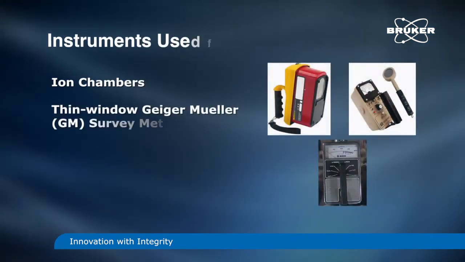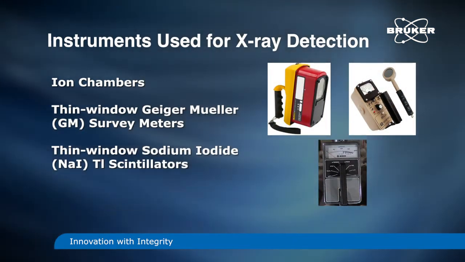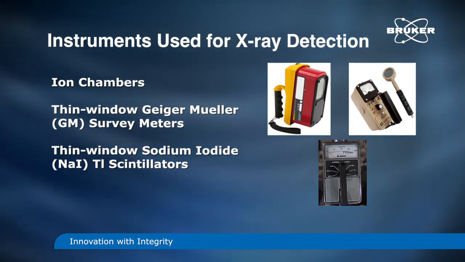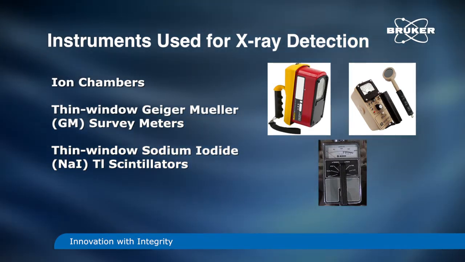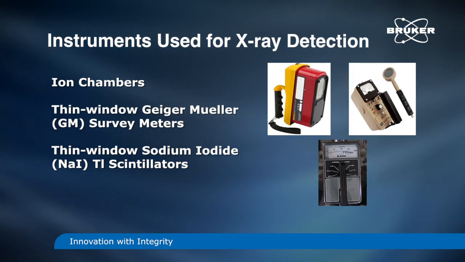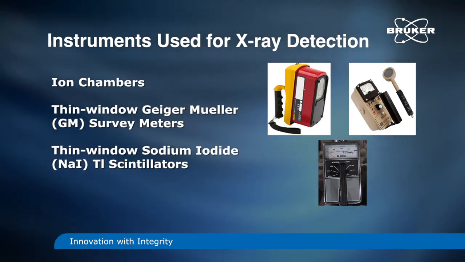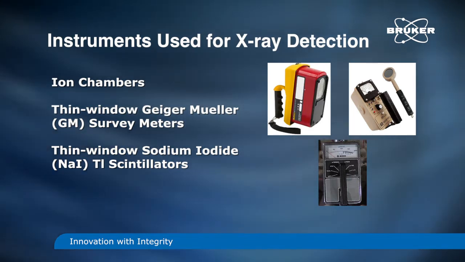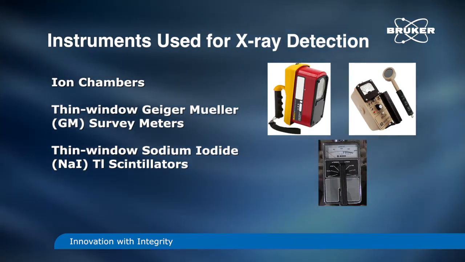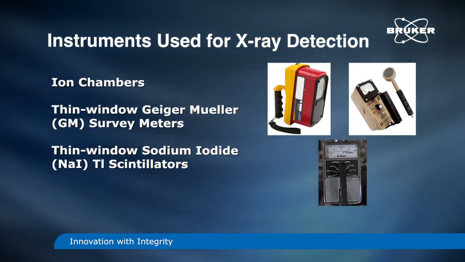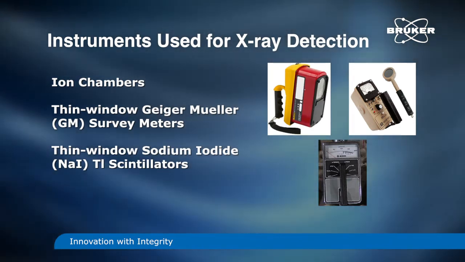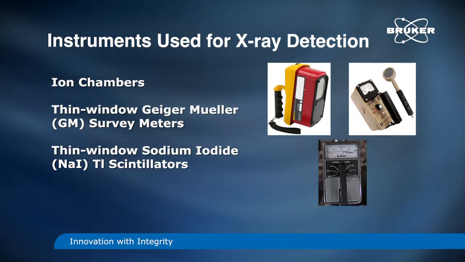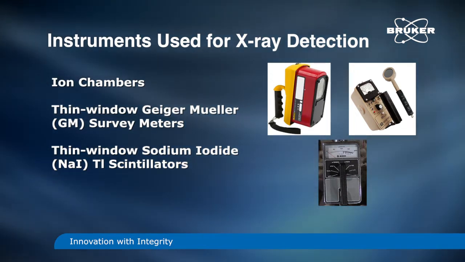There are a number of commercially available survey meters that are appropriate for X-ray radiation detection and measurement: ion chambers, thin window Geiger-Müller or GM survey meters, and thin window sodium iodide or NaI(Tl) scintillators. These survey meters, as well as detecting radiation leakage, can be calibrated to provide an indication of a worker's dose. The two most commonly used meters are the GM survey meter and the ion chamber survey meter.